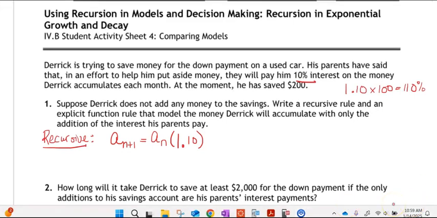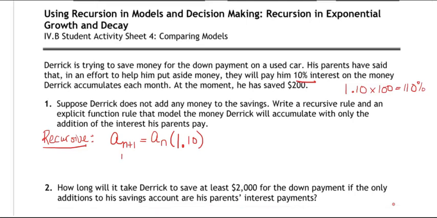So I just have the next term in my sequence taking the term before it and multiplying it by 1.10. So that's what I've got there. And then I'm going to say n equals 0, 1, 2, 3, and so on and so forth. And then I've got a sub 0, that initial value, the amount that we're starting with. The amount that we're starting with is 200. So that's my recursive rule.